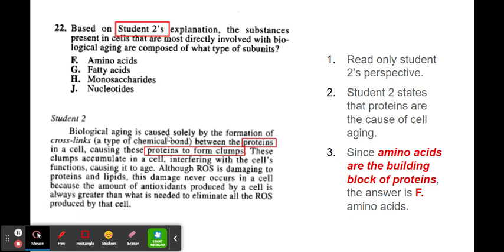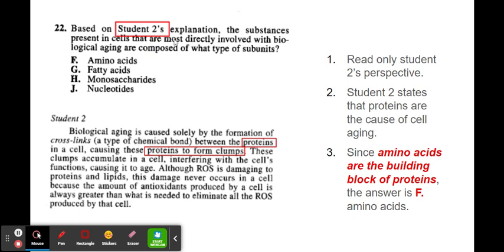Biological aging is caused solely by the formation of cross-links, a type of chemical bond between the proteins in a cell, causing these proteins to form clumps. These clumps accumulate in the cell, interfering with the cell's function, causing it to age. Although ROS is damaging to proteins and lipids, this damage never occurs in the cell because the amount of antioxidants produced by the cell is always greater than what is needed to eliminate all of the ROS produced in the cell. Okay? All right, so that's student two's explanation.